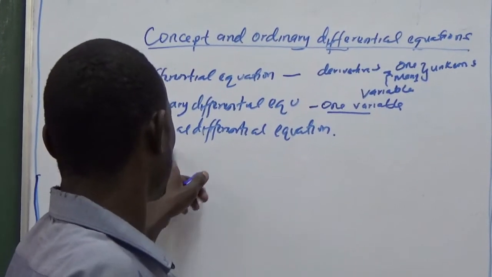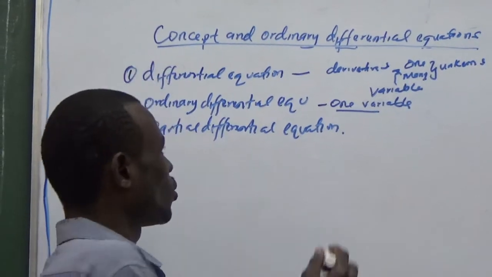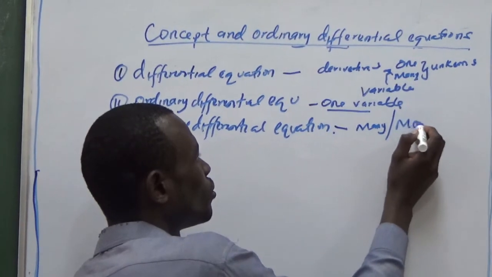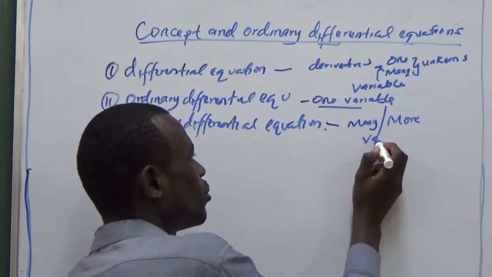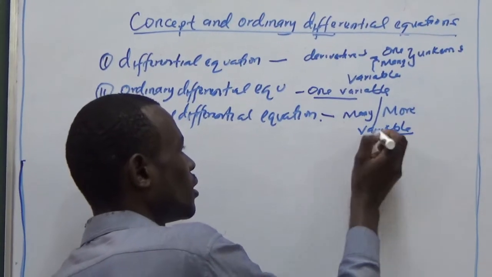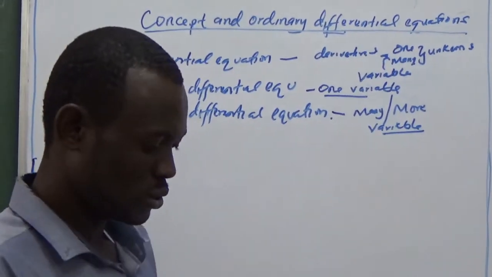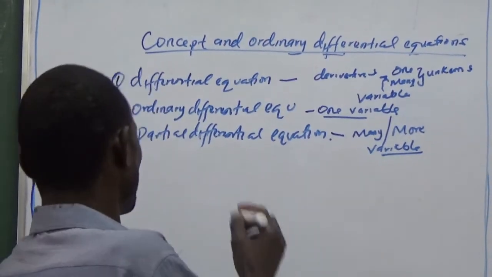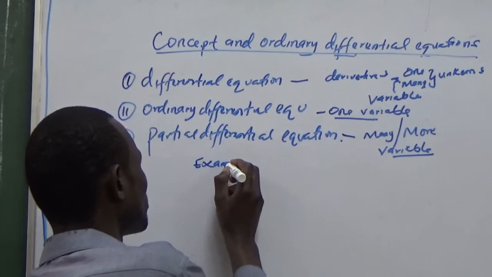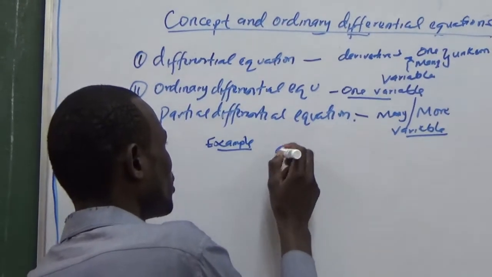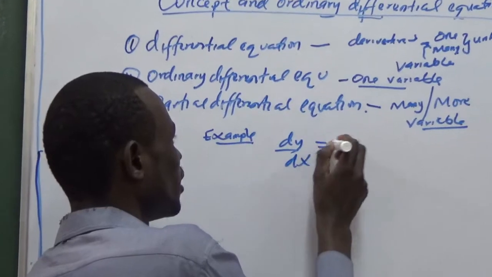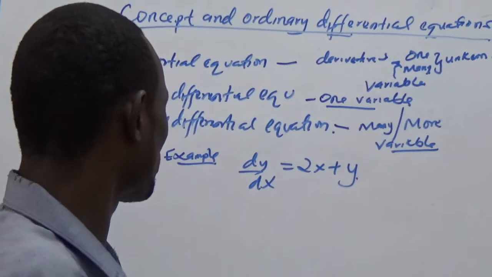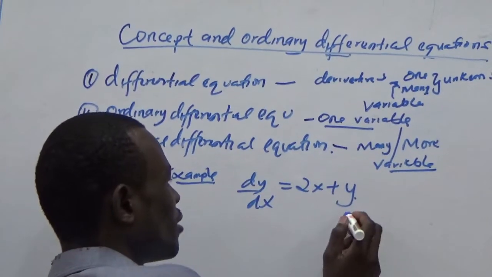Then we have what we call partial differential equation. In this case, when they involve many variables, or let's say more, the equation is said to be a partial differential equation. Then, simply, you can have an example of an equation. We have, let's say, dy over dx equals 2x plus y. So this differential equation involves y. Then you have a variable x.